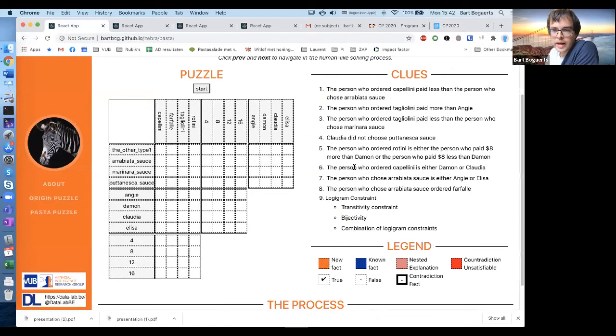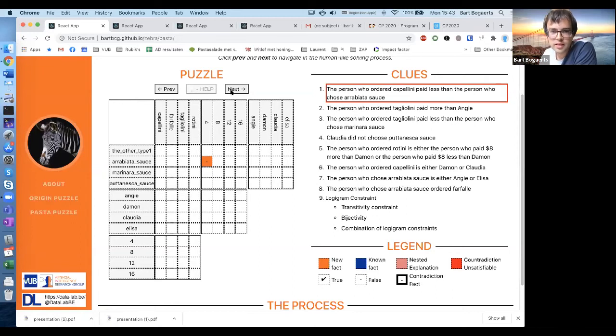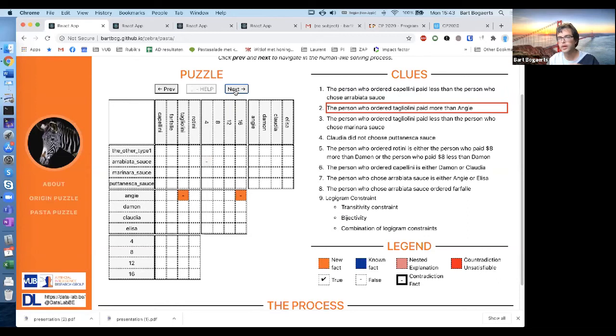So what we have here on the right is a set of clues. For instance, the person who ordered capellini paid less than the person who chose arrabbiata sauce, and so on. And what we have on the left is a grid that's typically used for solving such puzzles, in which you can put checkboxes if you know that a certain entity is linked to a certain other entity, or a minus if they're not linked. And the explanations then take the form of highlighting a clue. For instance, this first clue, the person who ordered capellini paid less than the person who chose arrabbiata sauce, in itself can be used to derive that arrabbiata sauce didn't have the cheapest price, or didn't cost 4. And in the beginning, the explanations are quite simple. There's just a clue that's used to derive some certain facts.